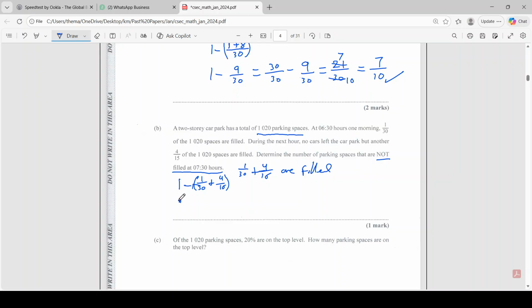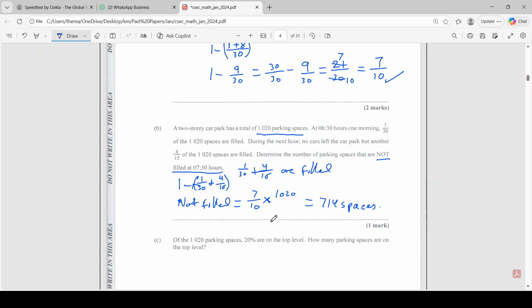So not filled, in the form of a fraction, will be 1 minus 1 over 30 plus 4 over 15, which we already worked out above to be 7/10. So 7/10 as a fraction is not filled. To get the number of spaces not filled, we multiply 7/10 by 1020, and that gives us our answer, which is 714 spaces.